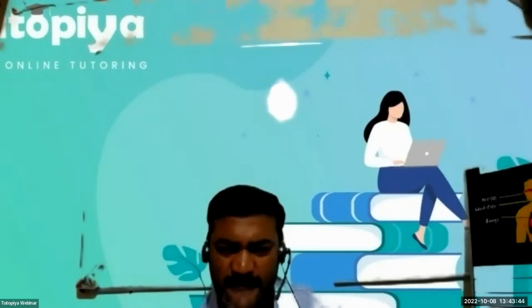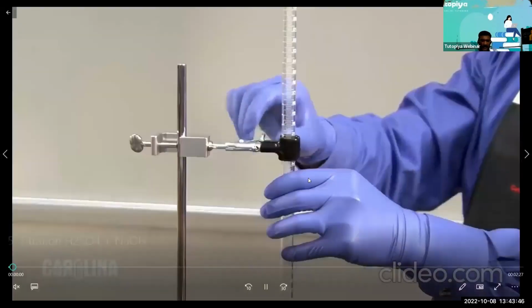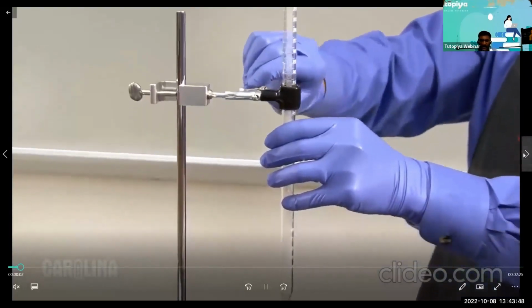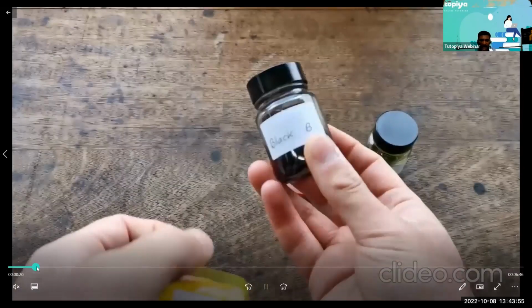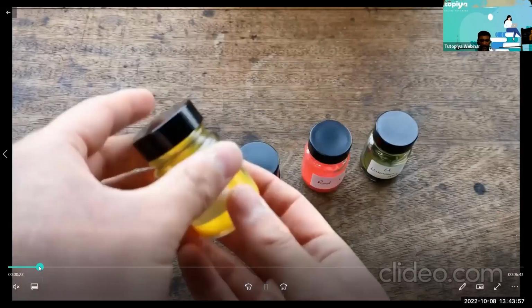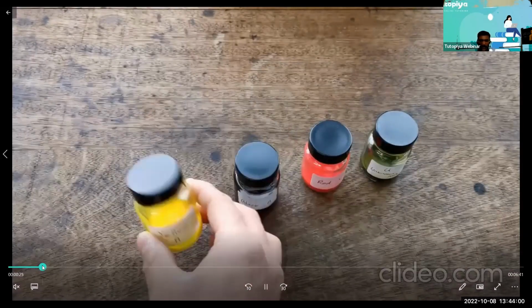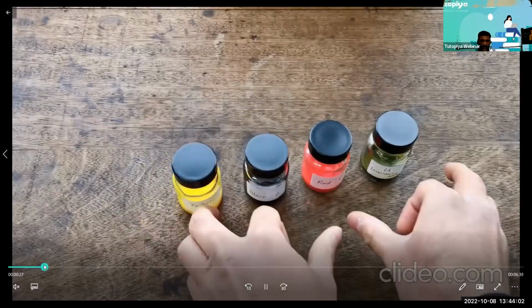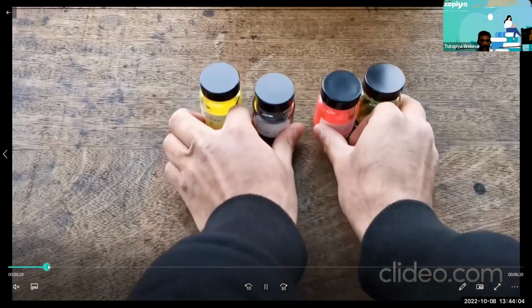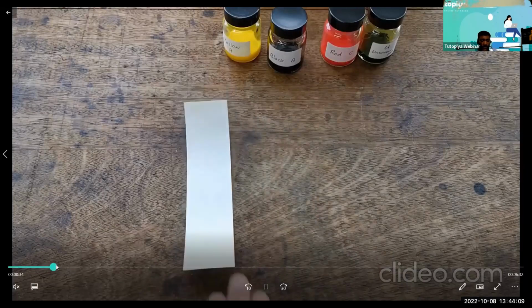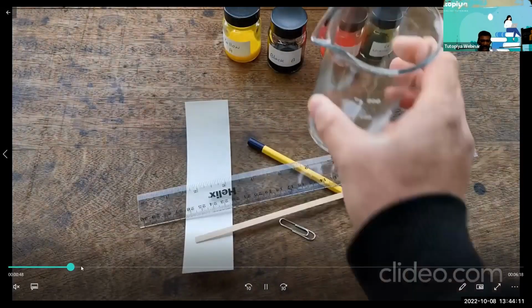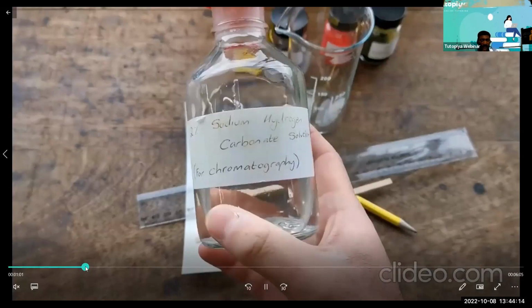Just a second. Yes, this is a different one. It's long, so I'll walk you through it fast. I have test solutions: one is the unknown, one is the blue, one is the black, one is the red, and one is the yellow. And I'm going to take a chromatography paper, also called a chromatogram, a pencil and a scale. See, this is our mobile phase, the moving phase, which is sodium hydrogen carbonate.